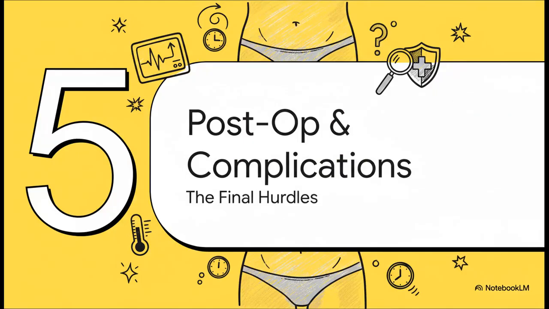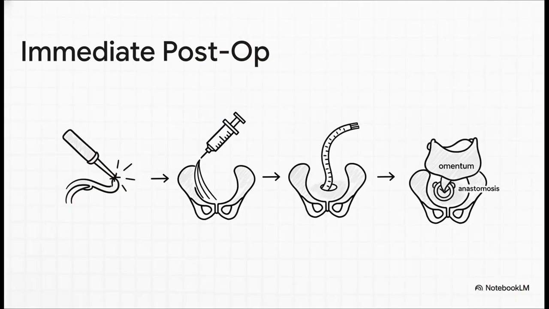Finally, my management plan would wrap up with meticulous postoperative care and being vigilant for any complications. The operation isn't really over until the patient is safely recovered. Before closing the abdomen, I'd make absolutely sure hemostasis is complete, irrigate the cavity, and consider placing pelvic drains. In an LAR, I'd bring the omentum down into the pelvis to buttress the anastomosis. It can help contain a potential leak.